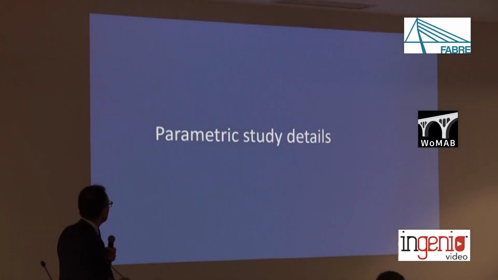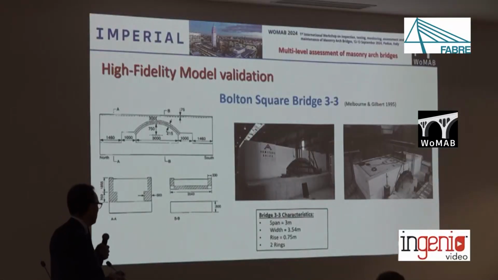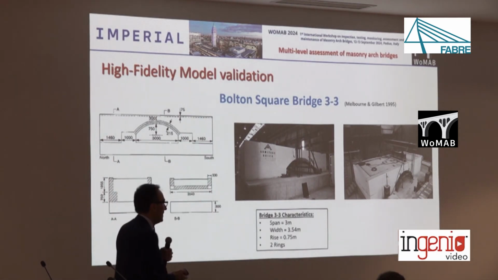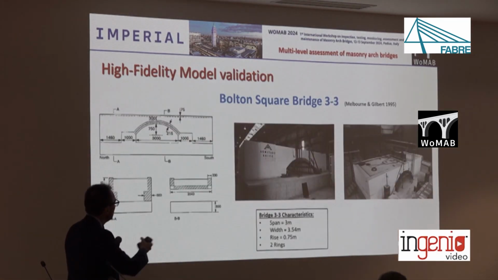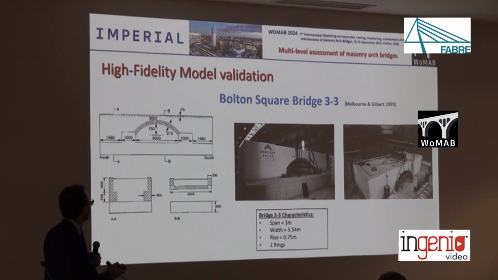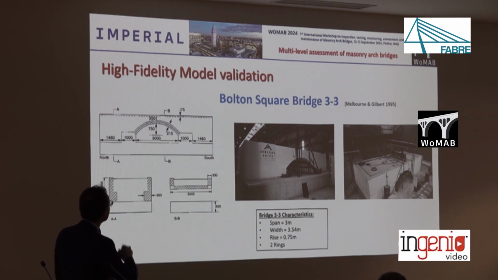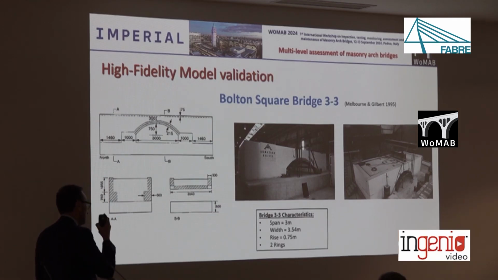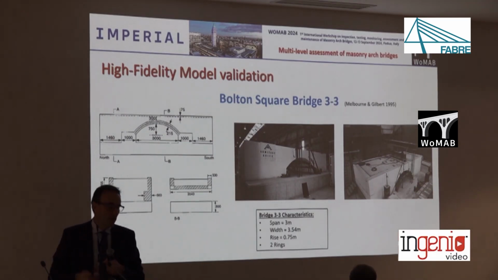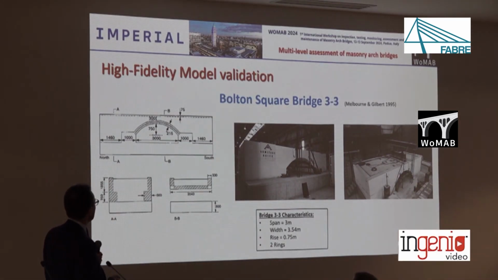So now we move to the more interesting part of this presentation: the parametric study. Of course, we started with a model validation because we need to trust our model and the accuracy it provides. We look at full-scale experiments conducted in the past on a 3-meter span bridge with an arch with stretcher bond, and in parallel to the physical test on the large arch specimens, material tests were performed, which are essential for the calibration of the properties.